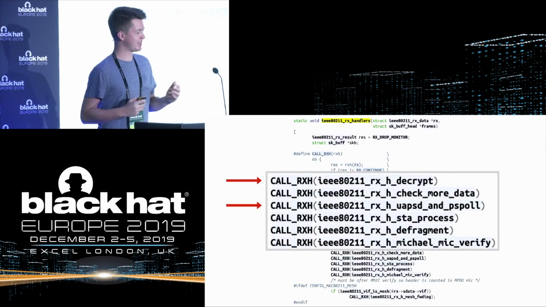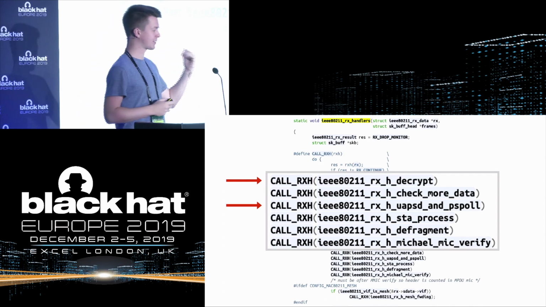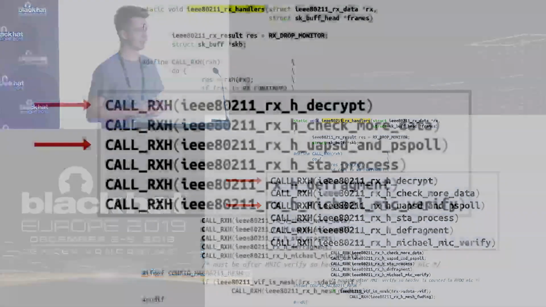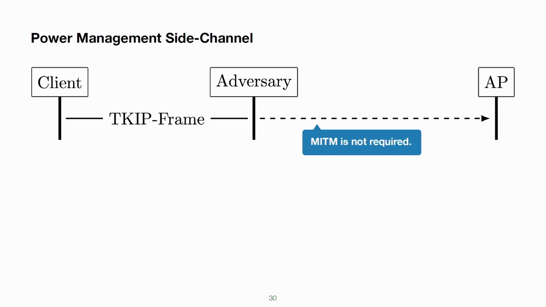The reason why this works is the following code snippet. This is somewhere in the Linux kernel, and what we see here is that the receiver decrypts the frame, then checks the power save flags, and at the end, it will check the MAC. This means that if the receiver verifies the power save flags, we must have succeeded in the decryption. Otherwise, we would not reach that stage. And this is something we can exploit.